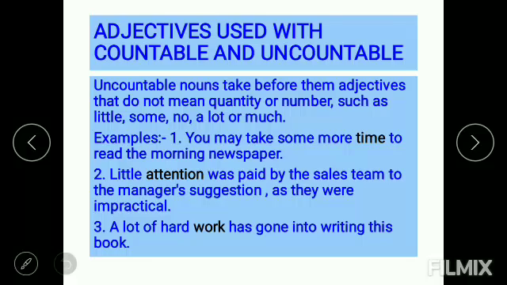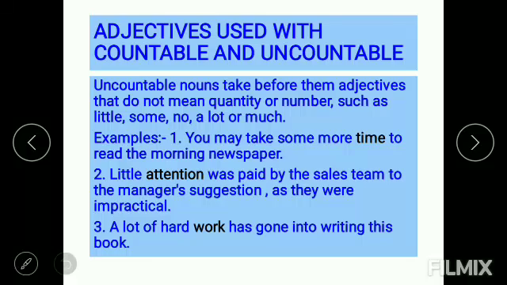So earlier we learned about the use of adjectives with countable nouns, but now we will learn with uncountable nouns. Uncountable nouns take before them adjectives that do not mean quantity or number, such as little, some, no, a lot, or much. So an uncountable noun does not take any adjective that means a quantity or number as countable nouns do, but with uncountable nouns we use adjectives like little, some, no, a lot, or much.